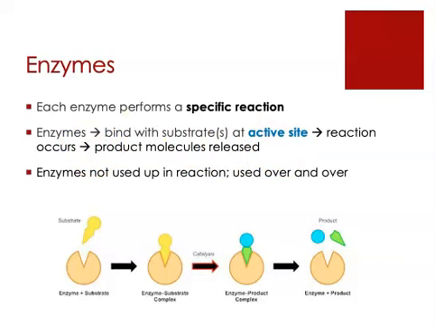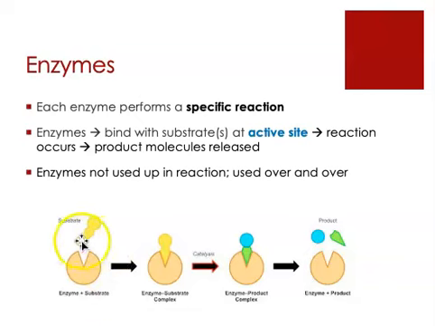Now, one characteristic that enzymes have, in fact, that all catalysts have, is that they themselves are not changed by the chemical reaction. They are not used up, in other words, by the chemical reaction. They can be used over and over and over again. Let's follow this diagram down at the bottom of the slide and see how this general enzymatic reaction occurs.